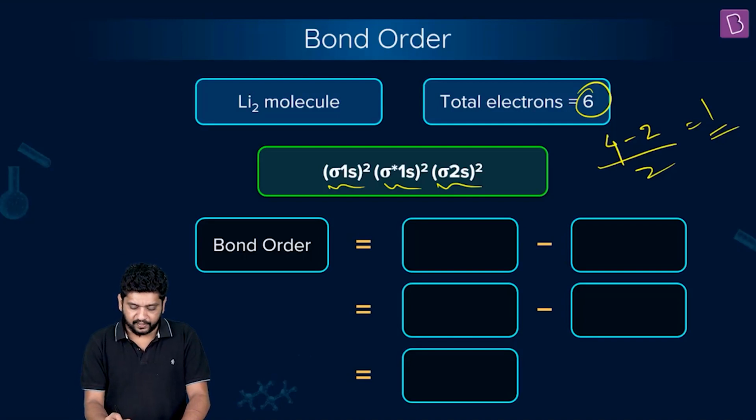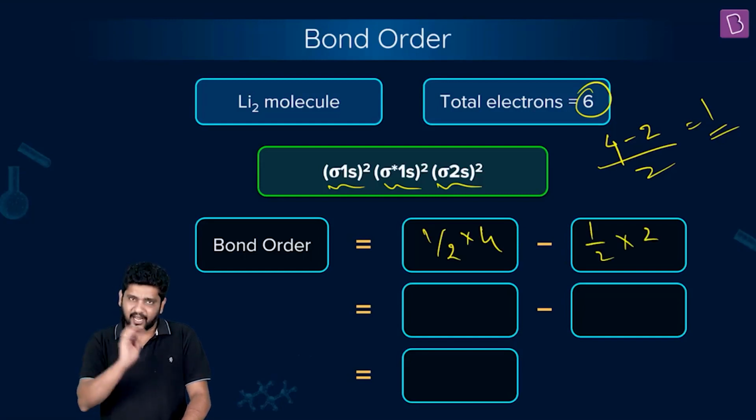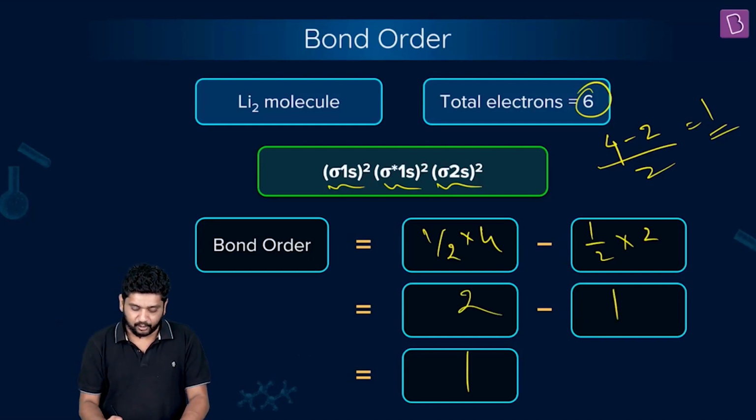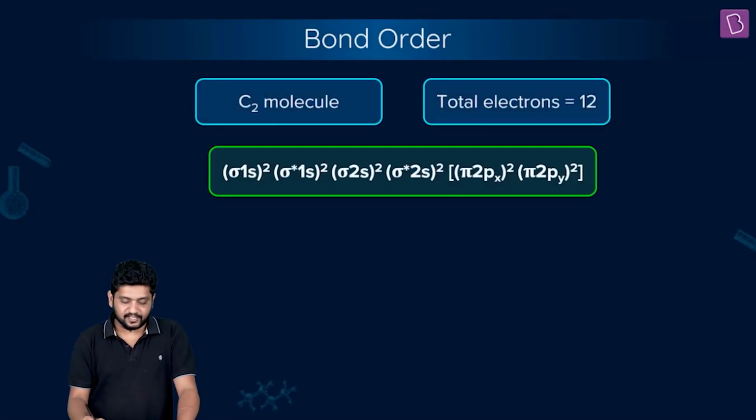So bond order, what are we saying? We have already calculated this: half of 4 minus half of 2. Since there are two separate brackets, I'm writing it like this. So 2 minus 1 equals 1. So yes, Li2 does exist.